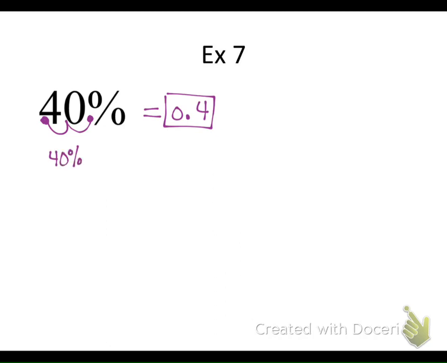What's another way that I can change a percent to a decimal? Divide it by 100. So you just take 40% divided by 100. When you do that, what do you get in your calculator, Rihanna? 0.4. That's fine to say it like that. Or you would just say 4/10.